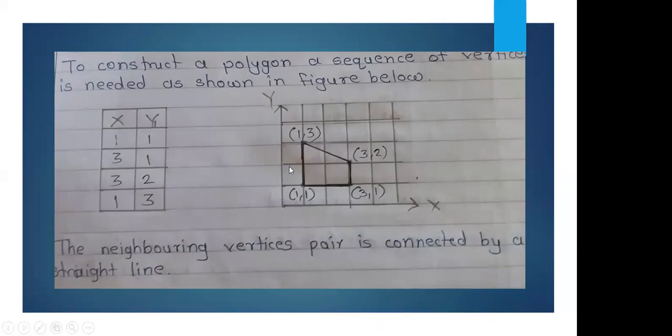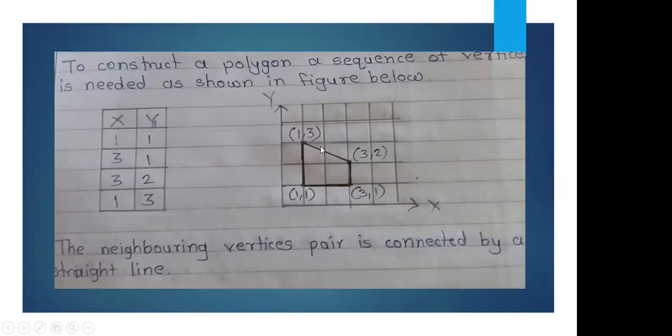Okay, then this polygonal shape has two sequences, that is clockwise and anti-clockwise. Suppose the sequence is given in this format: 1 1, 3 1, 3 2, and 1 3. This is the anti-clockwise sequence. Suppose these sequences are reversed, then we get 1 3, 3 2, 3 1, 1 1. That means this is the clockwise sequence.